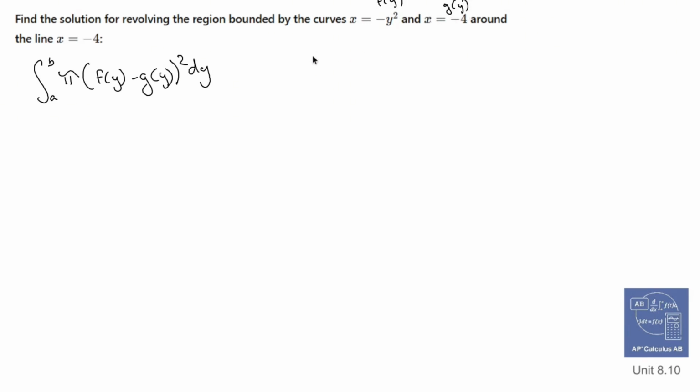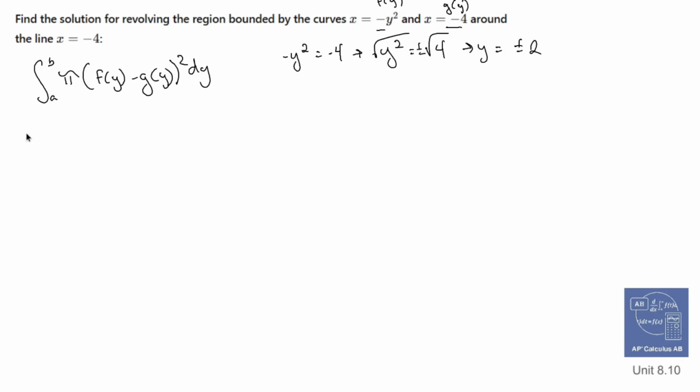Now, in order to find our limits of integration, what we need to do is set these equal to each other. So negative y squared equals negative 4. Why don't we just multiply everything by negative 1? Square root both sides, don't forget your plus or minus, and your limits are going to be positive or negative 2.